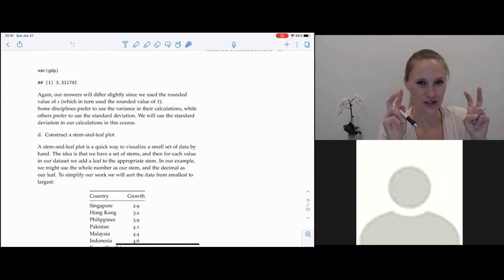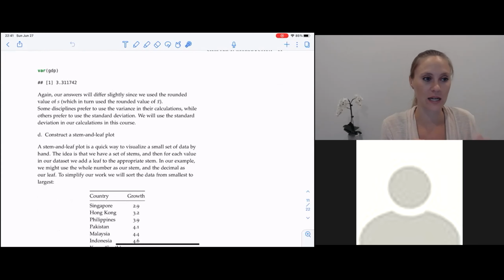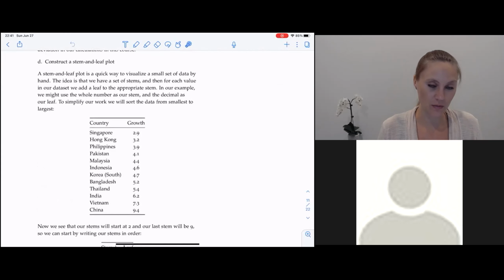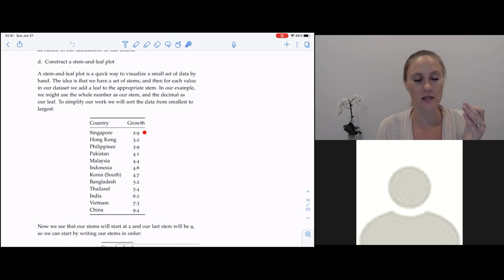So here, construct a stem and leaf plot. We're not doing that, but like I said, I kept it in here because why not? What you're gonna do to make a stem and leaf plot is really, like I said, it's a poor man's histogram, and I've got a histogram down below here, but I just want to talk you through it. You identify the stems, and then on the stems you basically put the leaf, so for Singapore here, the stem would be 2 and the leaf would be 9.